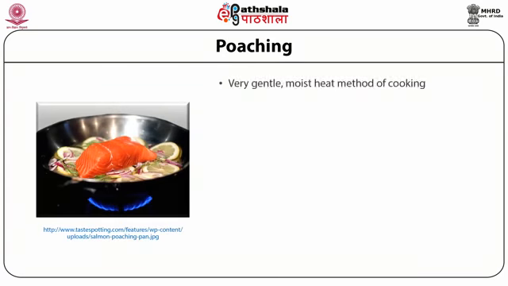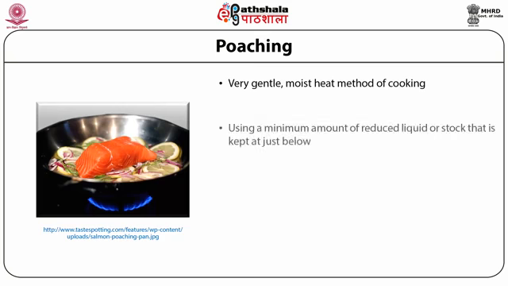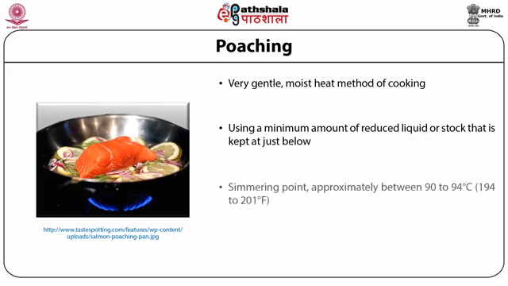Poaching. Poaching is a very gentle, moist heat method of cooking using a minimum amount of reduced liquid or stock that is kept at just below simmering point, approximately between 90 to 94 degrees Celsius. Poaching liquid should show very little movement, a mere murmur or shimmer at the surface with no sign of bubbles bursting.